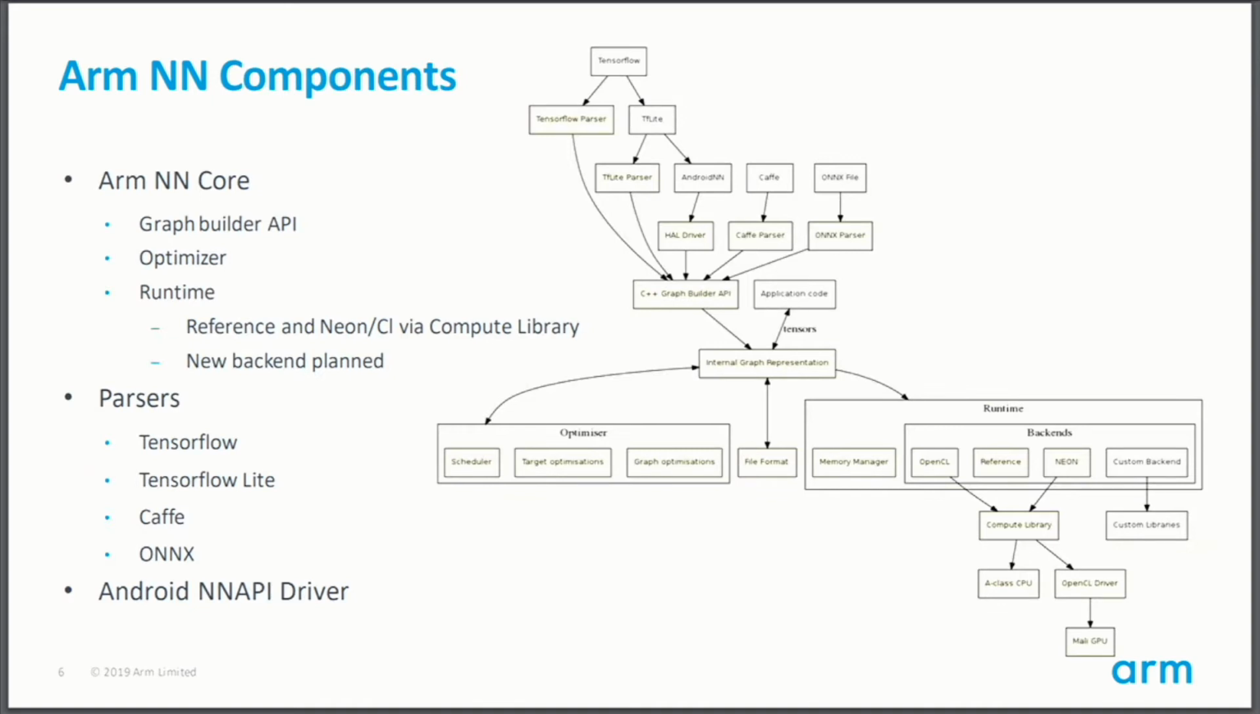There's an overview of the Arm NN components here. We have the graph builder API here, which generates an internal graph representation of the networks. And from the top, we have the TensorFlow parser and TensorFlow Lite parser, the Caffe parser, an ONNX parser, and also the Android NN HAL driver, all using the graph builder API to generate the internal graphs for Arm NN. Arm NN provides an optimizer which deals with a few things, and it provides a runtime which controls the backends. Below the backends we have the compute library, which provides the backend for the Neon and the OpenCL stuff. And custom backends can be built into Arm NN here with your custom libraries for your own hardware.